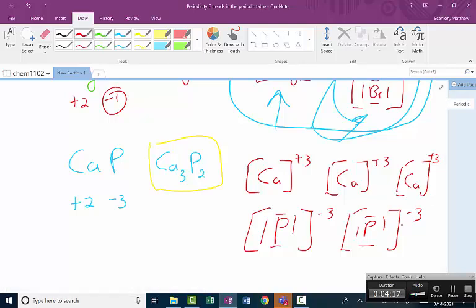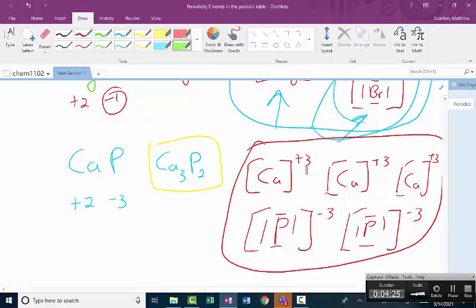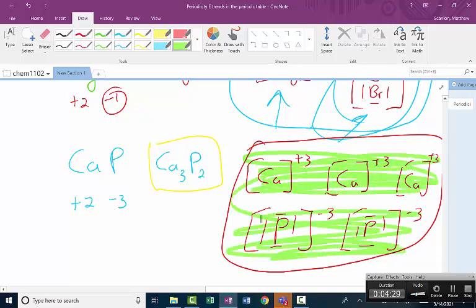You'll be asked to do a couple of ionic compounds on the exam and draw the entire Lewis dot structure like this. You got to have the whole thing, all the cations, all the anions.